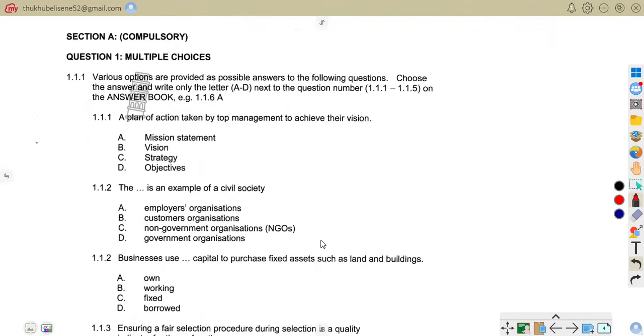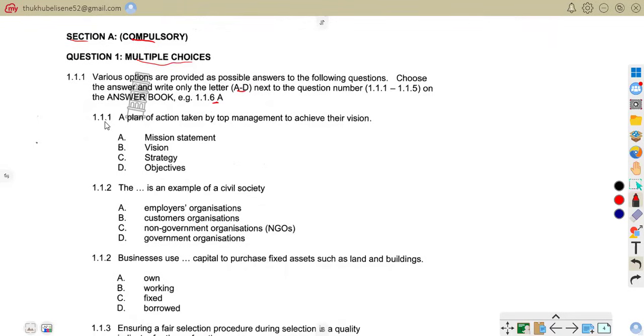So let us move on to section A, which you know very well is compulsory. Question 1, multiple choice. It says various options are provided as possible answers to the following questions. Choose the answer and write only the letter A to D next to the question number 1.1.1 to 1.1.5 in the answer book. For example, 1.1.6 A. So that is that.